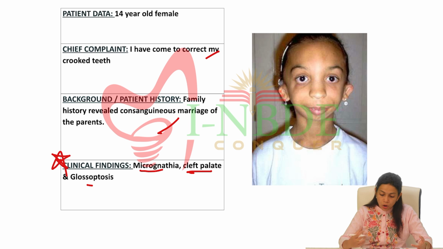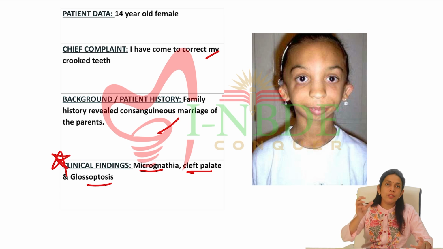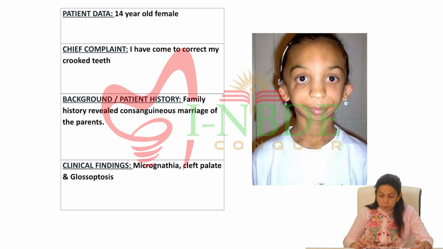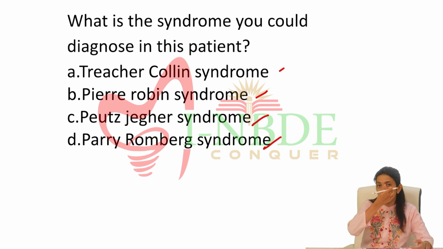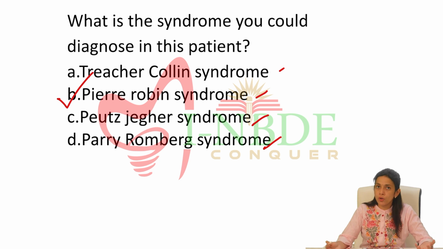If you see the girl, you can appreciate the micrognathia. In the question, the triad is clearly mentioned: micrognathia, cleft palate, and glossoptosis. I think the answer must have clicked by now, but let's see the options. What is the syndrome you can diagnose in this patient? The four options are Treacher Collins, Peutz-Jeghers, and Romberg. We know that in Pierre Robin syndrome you see this triad, so you can happily go for Pierre Robin syndrome and eliminate the others if you know their findings. Here it is a straightforward question.